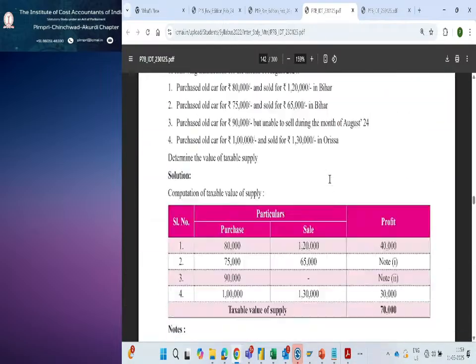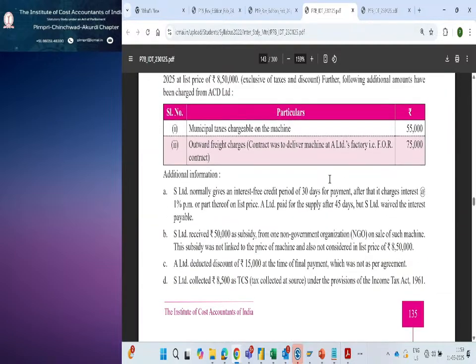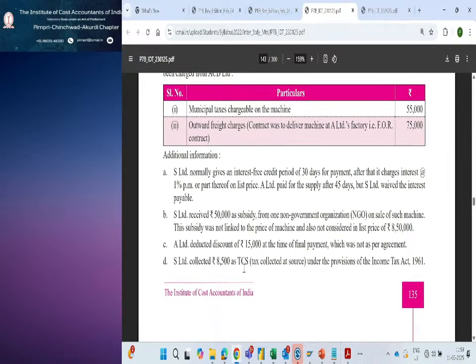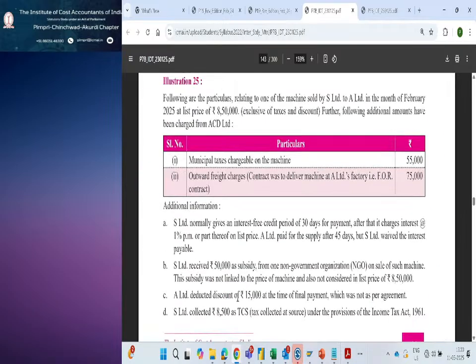We need to please have a look at these three problems, illustration 25, 26 and 27. If any doubt, please let me know. It is whatever we have seen, the same only here, because you have TCS. TCS will not be in the taxable value of supply, but when you raise the invoice, that time the amount will be there. But when you calculate for GST purpose, you will not consider that TCS amount. You should look at those things while taking the numbers.